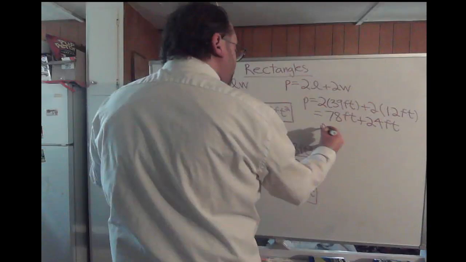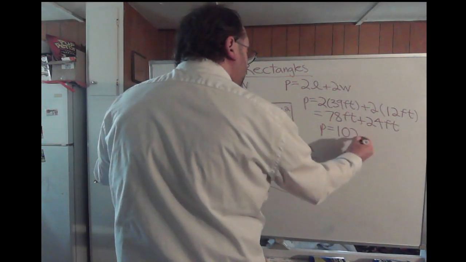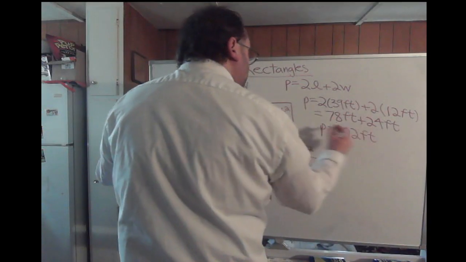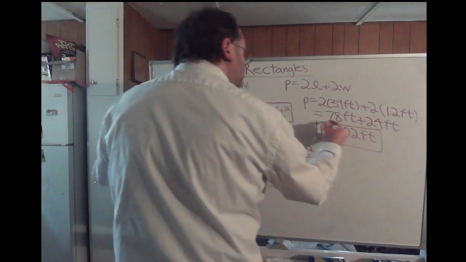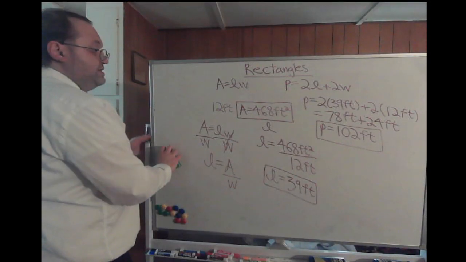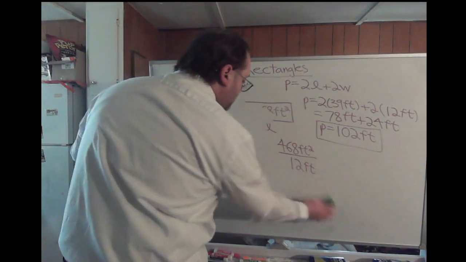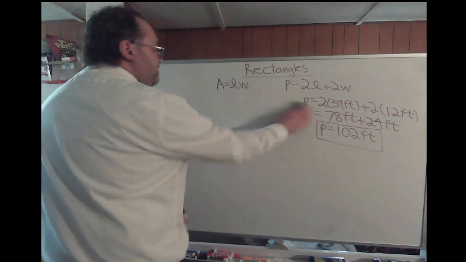So the perimeter would equal 78 plus 24. That would be 102 feet. So the perimeter of this rectangle is 102 feet. Okay, so now we're going to go in reverse a little bit. Let's go in reverse just a little bit here.